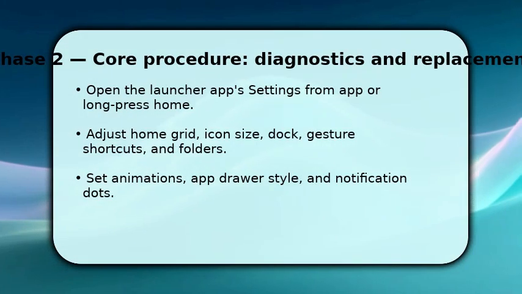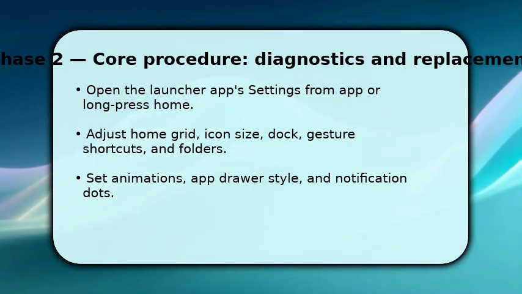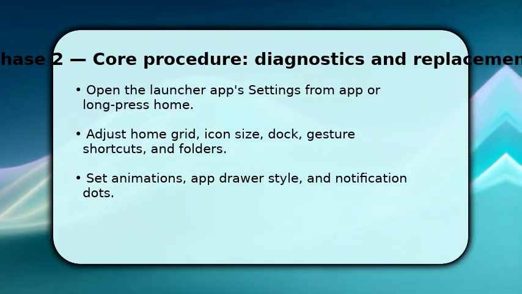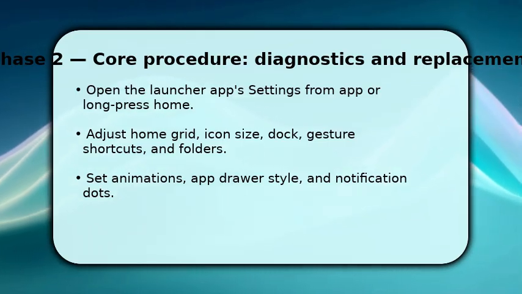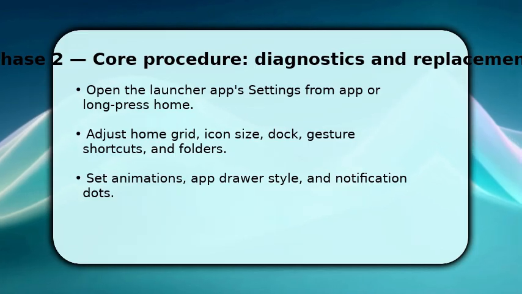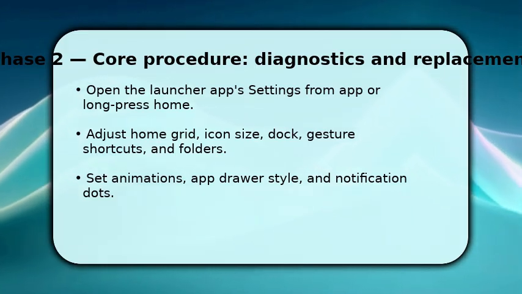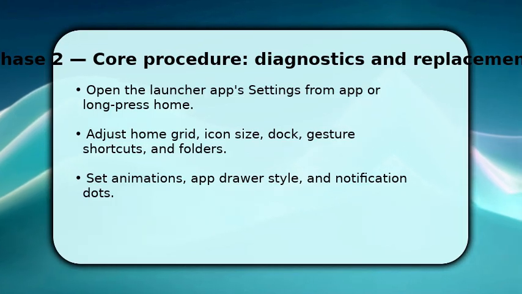You now dive into the launcher's own settings, long press the home screen, or launch the app settings entry. Here adjust the home grid and icon size to fit more apps, and configure the dock and folder appearance so your workflow is clear. Next, set gesture shortcuts and assign actions for swipe, double tap, or pinch.